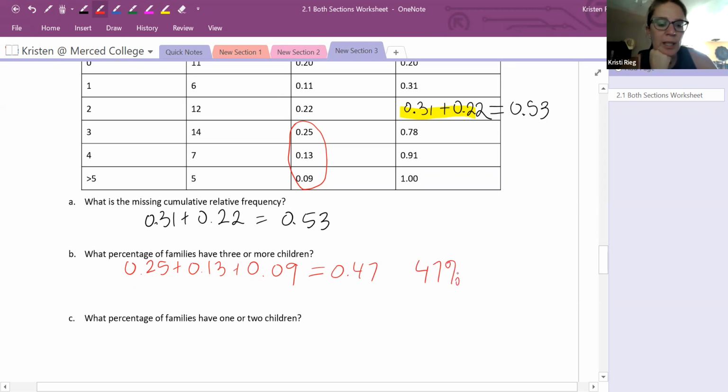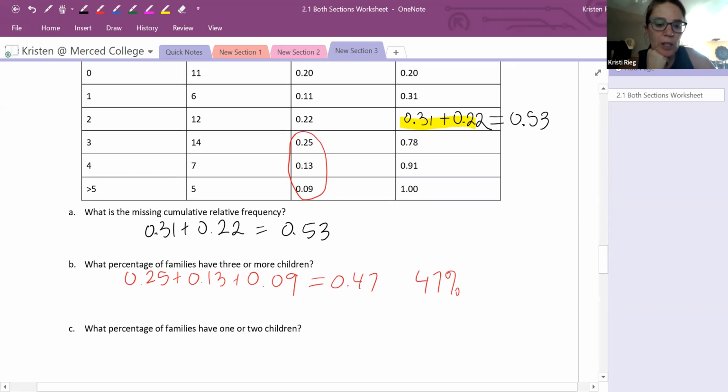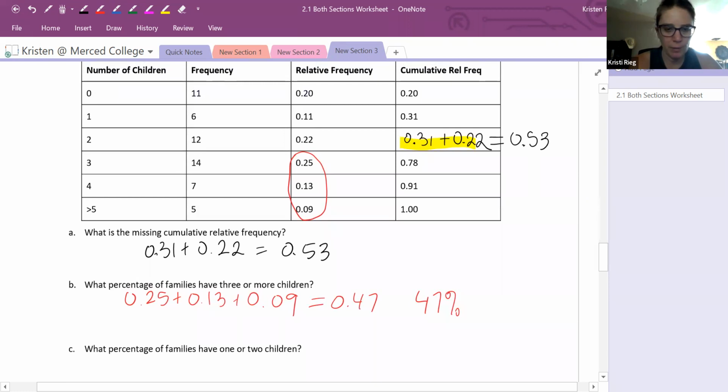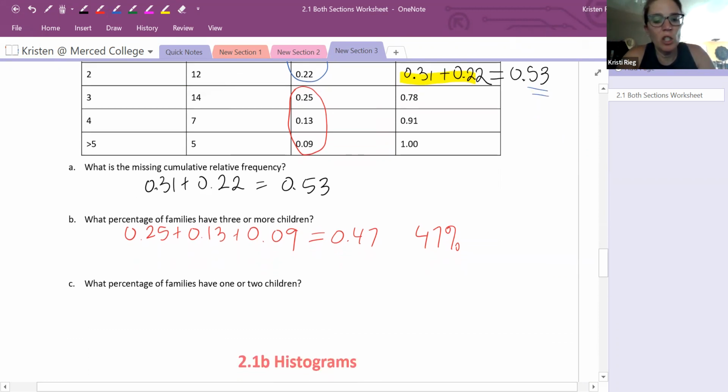Okay. Last but not least, what percentage have 1 or 2? This also is not cumulative relative frequency because it does not include 0. So 1 or 2 is just those 2 numbers right there. We could do 11 and 22, that equals 33. You just add it up real quick. You could see this answer is not 33, it's actually 53. Since it doesn't start at 0, the only time you can have cumulative relative frequency is if it starts at 0. So we're going to have 11 and 22. It says what percent? So I will write that as a percent. 33% have 1 or 2 children.